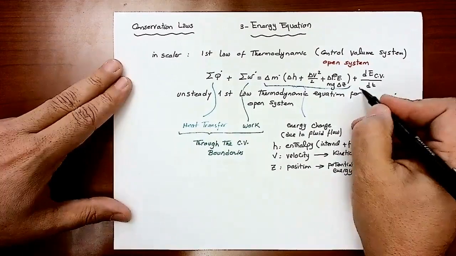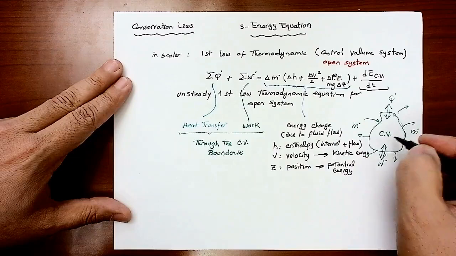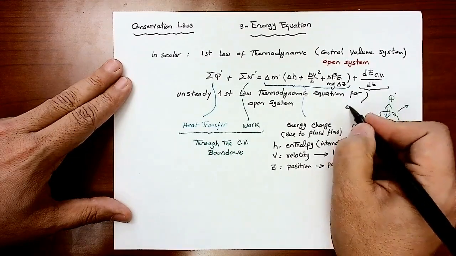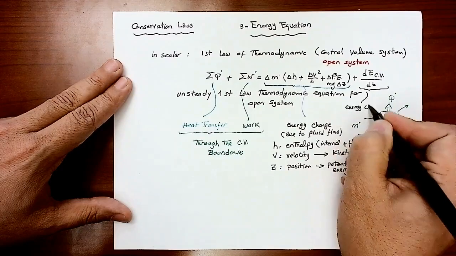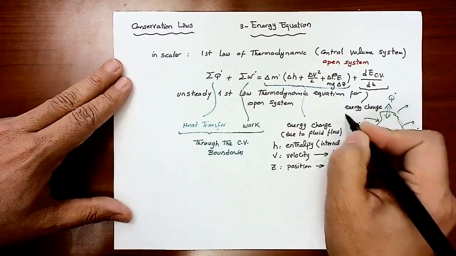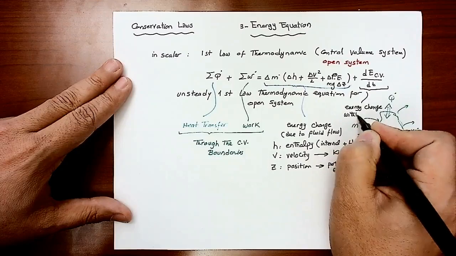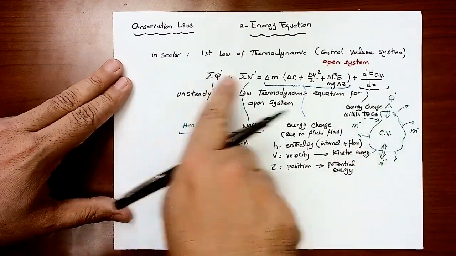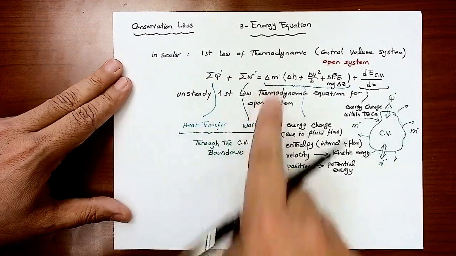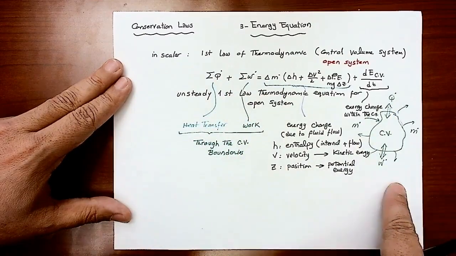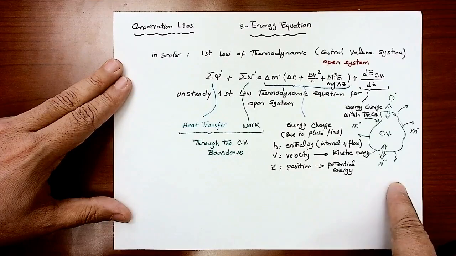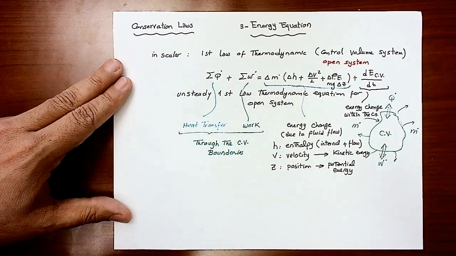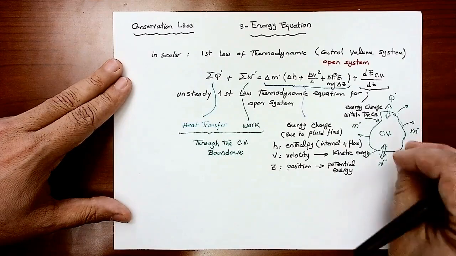Then the last term here is presenting the change internally inside that control volume. So this is actually the energy change within the control volume. So this Q and W and the mass flow rate, all of them are crossing the boundaries of the control volume. So due to the in and out for each one of these terms, it will change the final content of the energy inside the control volume.